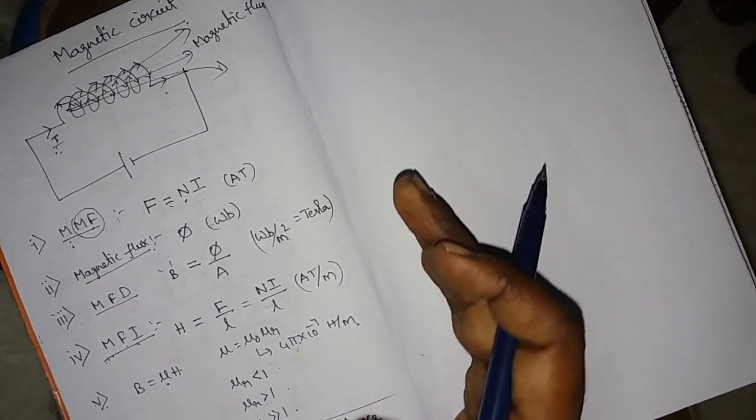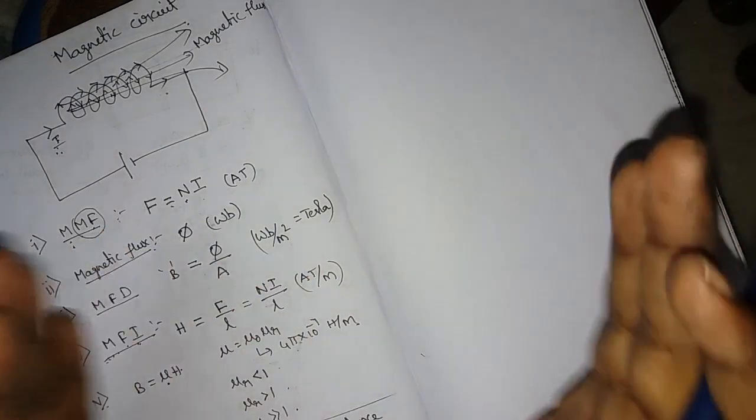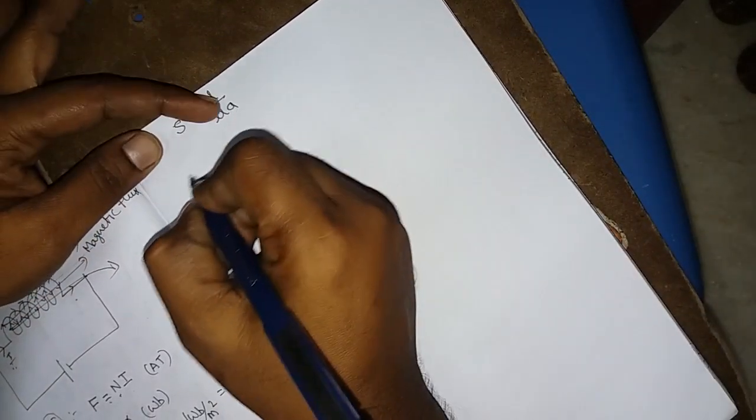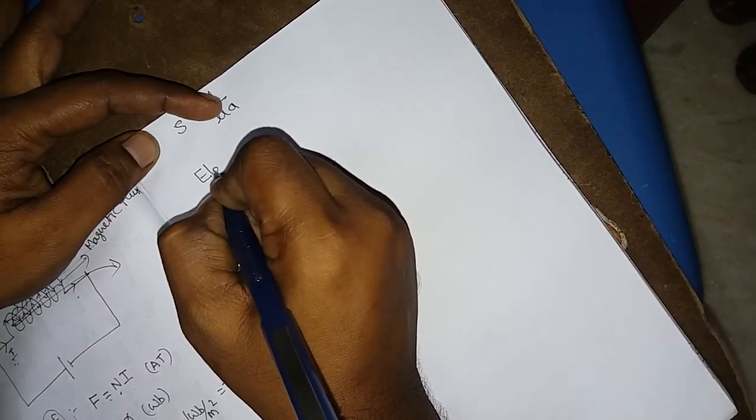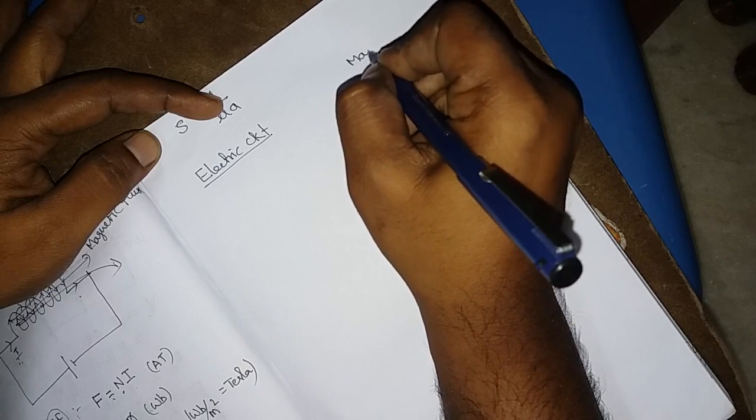So now I want to analyze both the electric circuit and the magnetic circuit. I will give 5 to 6 points, which are very, very useful to you. First, let me take the electric circuit, and this is the magnetic circuit.